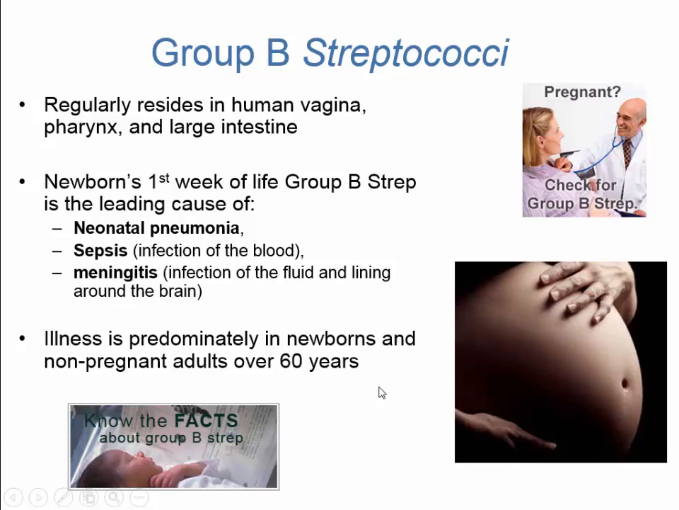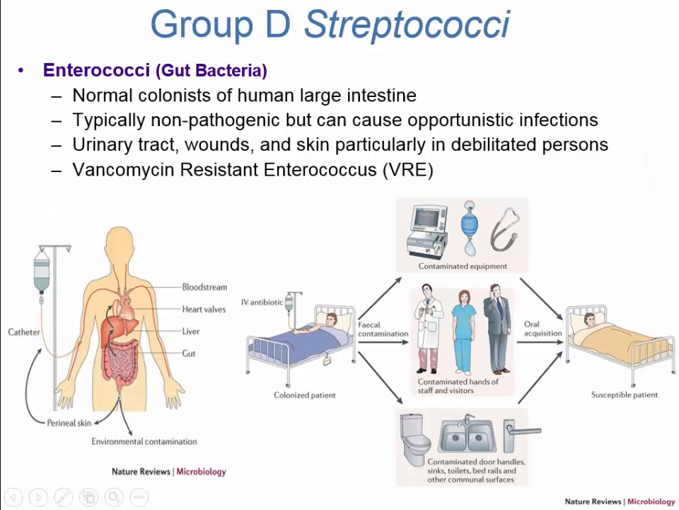Group B Streptococcus. This bacteria resides distinctly in the human vaginal tract, the pharynx, and the large intestine. It is of the greatest risk for neonatal pneumonia. So newborns within the first week of life, if they are infected with Group B Streptococcus, can be at higher risk for things such as sepsis or meningitis, so inflammation of the meninges. The illness is highly prevalent in newborns or, of course, adults that are over 60 years, both of which are immunocompromised patients.